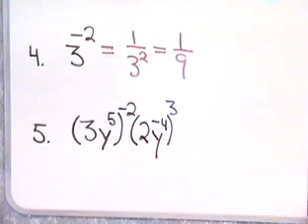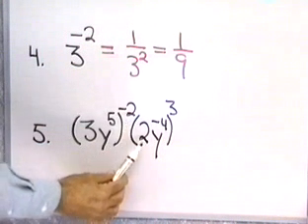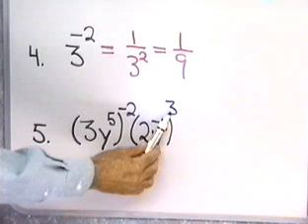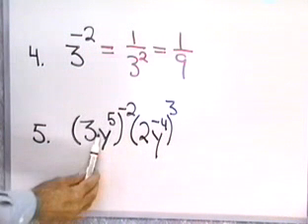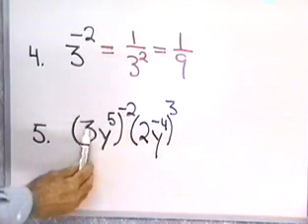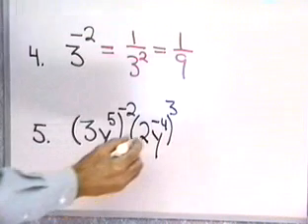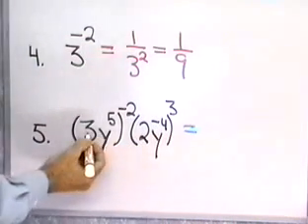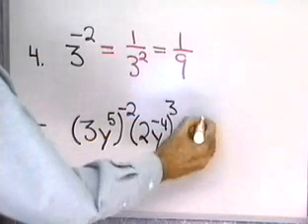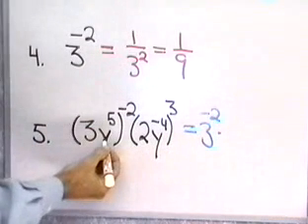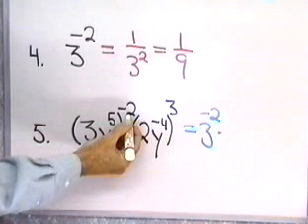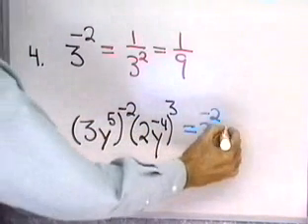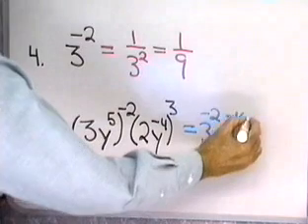Here's our next problem. 3y to the fifth, all that to the negative 2, and then I have 2y to the negative fourth, all to the third. So I'm going to start with my property of exponents that says that when this is multiplication and everything's raised to a power, I can distribute that power over both things in the product. So I'm going to start by writing this as 3 to the negative 2 times y to the fifth, all raised to the negative 2. I have a power raised to a power, so I multiply exponents. Y to the negative 10th.